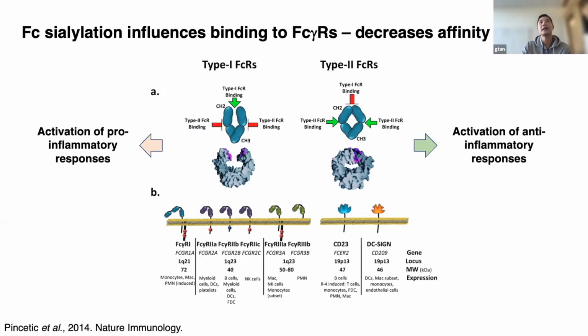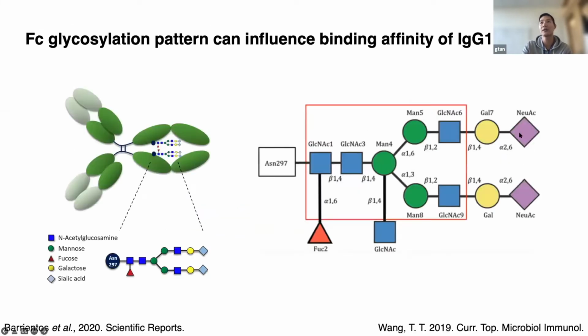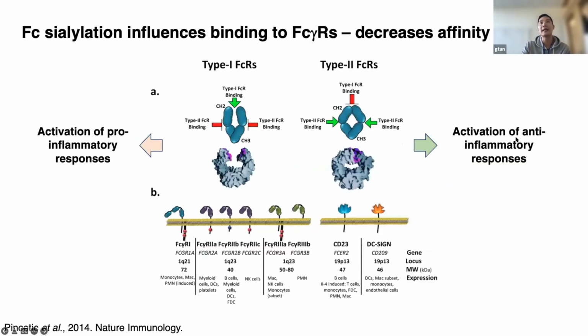The second type of carbohydrate or glycosylation pattern difference is when you have a high sialylation rate. So if you're going here, you have sialic acid motifs, and that decreases the affinity to type 1, but increases the affinity to type 2. And these type 2 are CD23 and DC-SIGN. That tends to be more activation of anti-inflammatory responses.